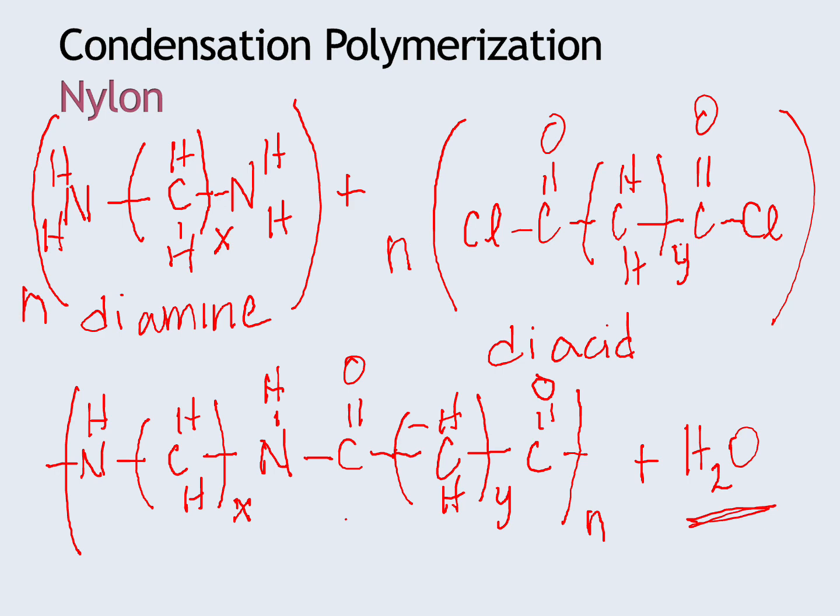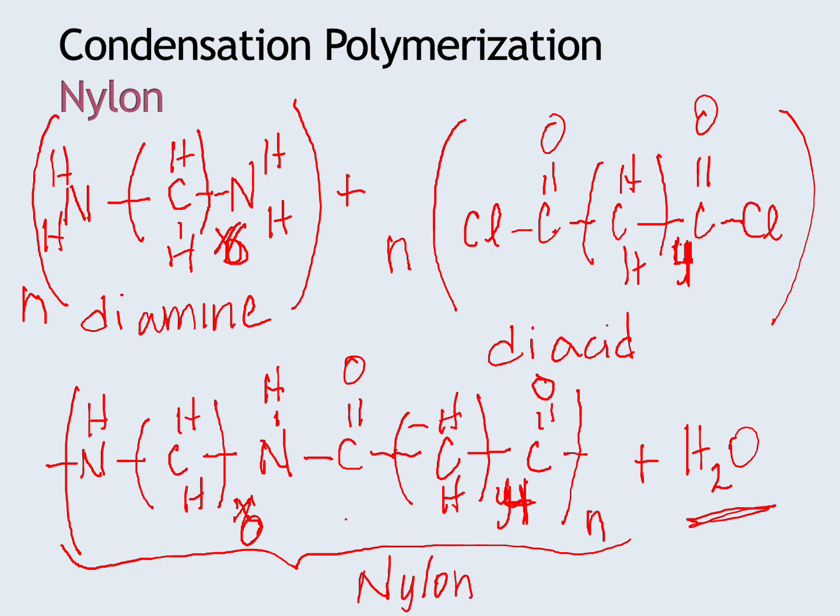So let's say if this was a chain of 6, and this was a chain of 4, then the diamine has 6 carbons in a row. The diacid has 4 carbons plus these 2, so it also has 6, although we put 4 right here. This nylon then is nylon 6,6. So nylon 610, the length of this chain would be 8 carbons long, and there would be a total of 10 when we added the two ends. That's how nylon is named.